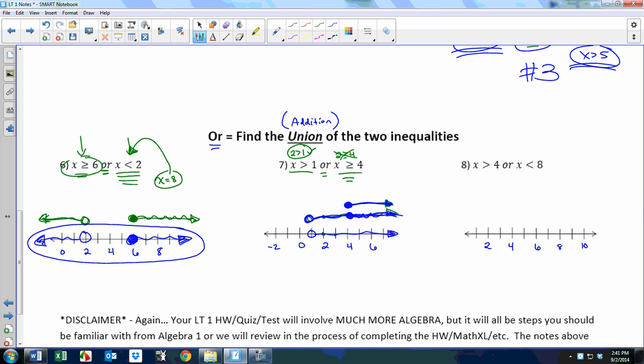Number 8. So that's our final answer. Number 8. X is greater than 4. Open circle at 4, shade left. X is less than 8. Open circle at 8, shade left.